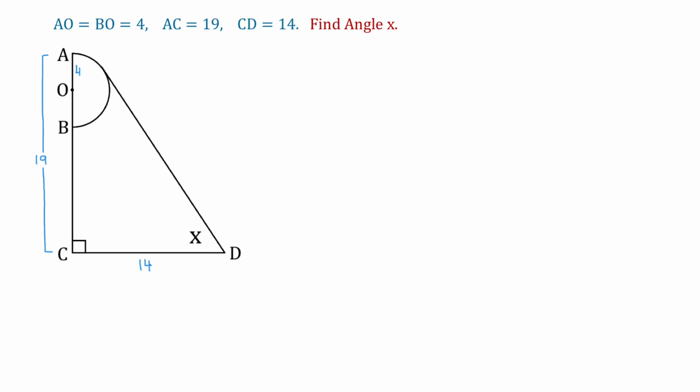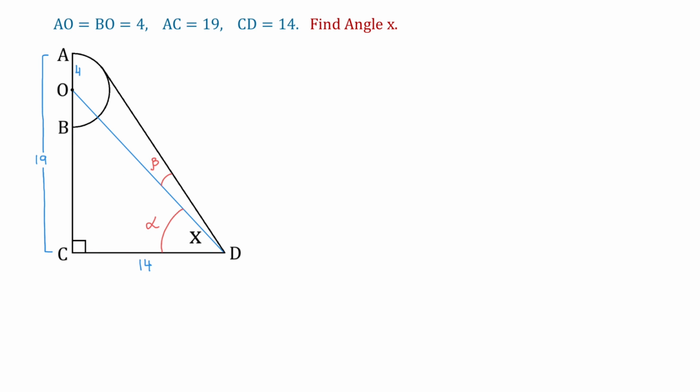To solve this problem, we will need to split angle X into two angles by connecting D and O. Then let this be angle alpha and this one beta. Now, if we could find these two angles, then we will add them and we will get angle X. To find angle alpha, we will use the triangle CDO.